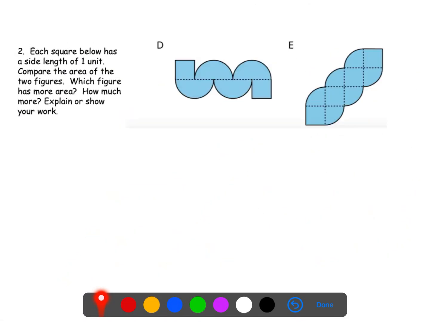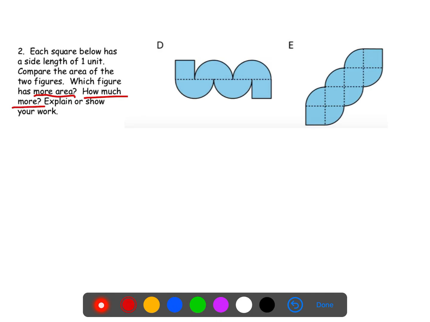All right, let's take that idea on here. So here we have 2 different shapes. It says each square below has a side length of 1 unit. Compare the area of the 2 figures. Which figure has more area and how much more? Now here, because we're asked which is more area and how much more, we're going to have to be precise. So we may not want to do this in terms of pi necessarily. We could, but let's just kind of try and see where we go.